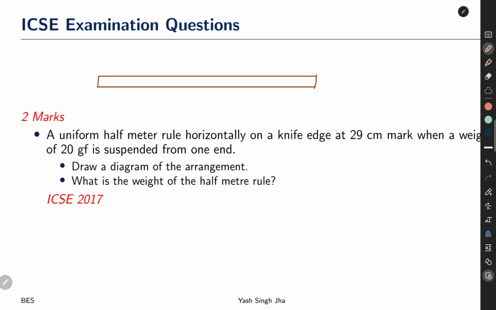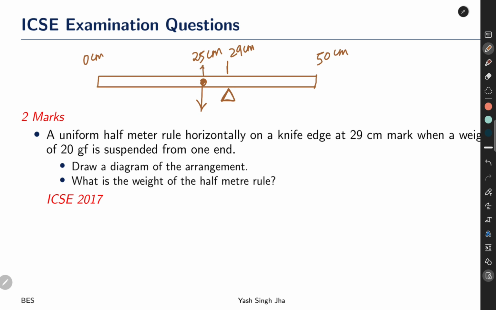Uniform means half meter, as in it starts at 0 centimeter, ends at 50 centimeter. Uniform means the weight acts from where? The 25 centimeter mark at the midpoint. Yes, it is kept horizontally on a knife edge at 25 centimeter. So this is the knife, and this point is 29 centimeter.